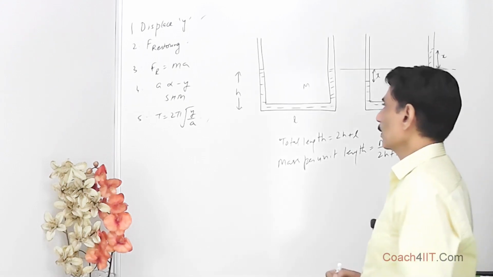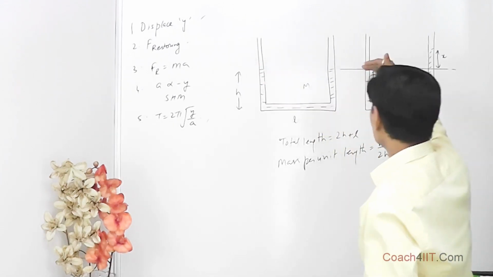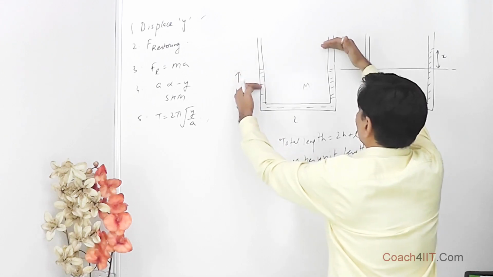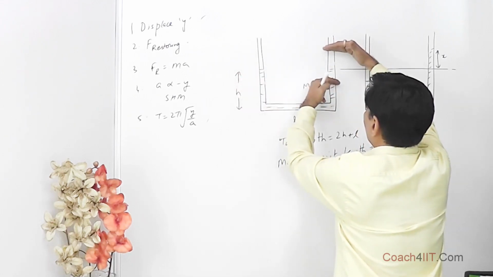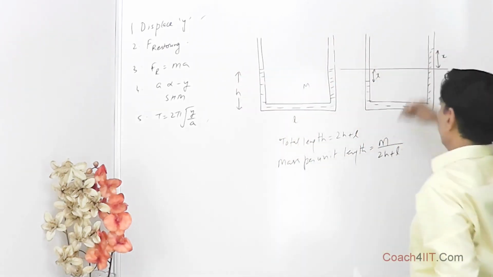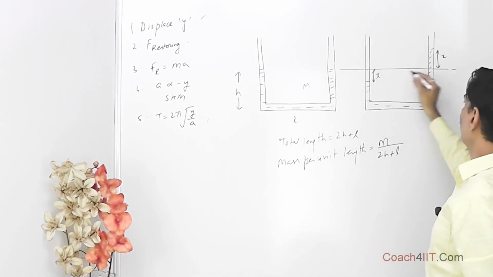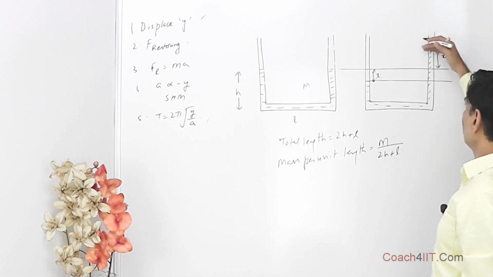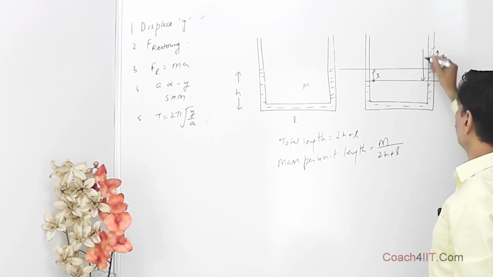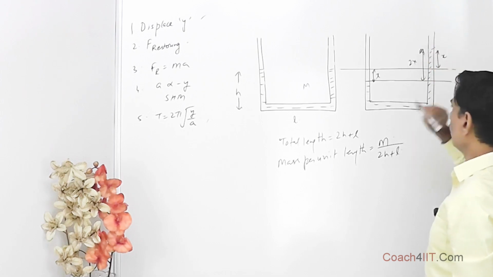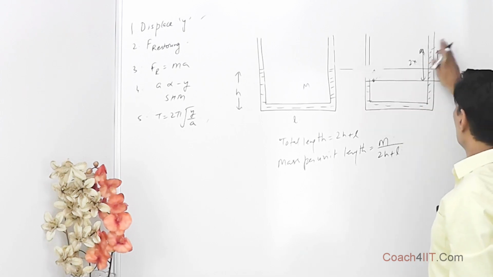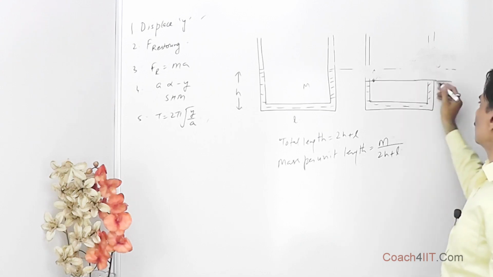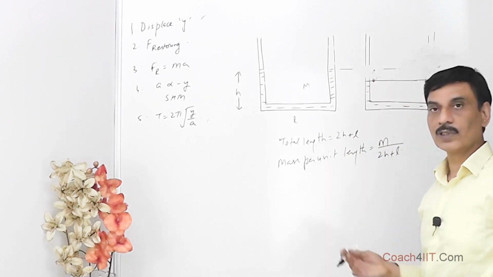Now what we do is, we slightly depress it by distance x. When this goes down by distance x, the other side will rise by distance x. So as a result, the separation between these two levels is going to be 2x. This has gone down x, and from this it has gone up by x, so the distance between the two levels is 2x. We know that liquid seeks its own level. If I remove this 2x length, there will not be any oscillation. This level and this level are the same, so there will not be any oscillation.